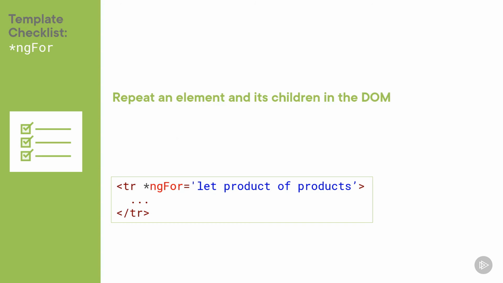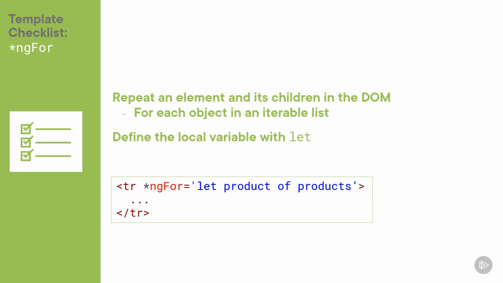Use ngFor to repeat an element and its children in the DOM for each element in an iterable list. Define the local variable with let, and use of, not in, when defining the ngFor expression.